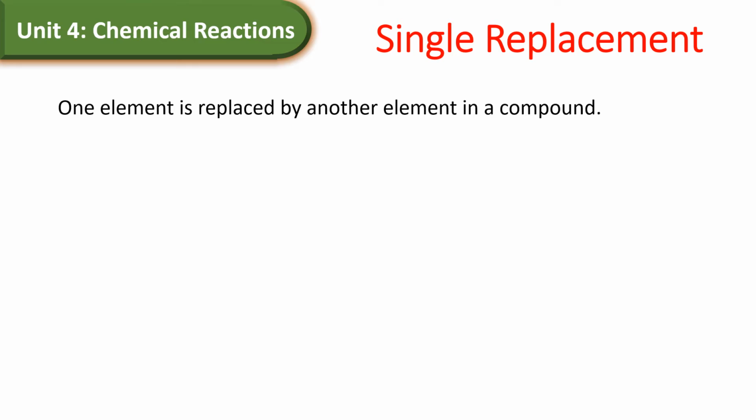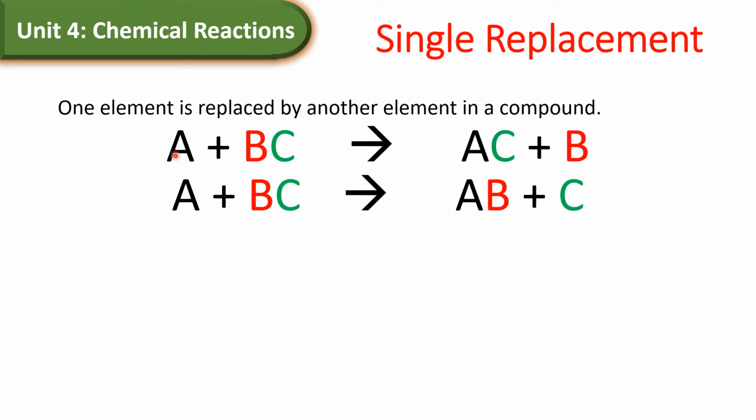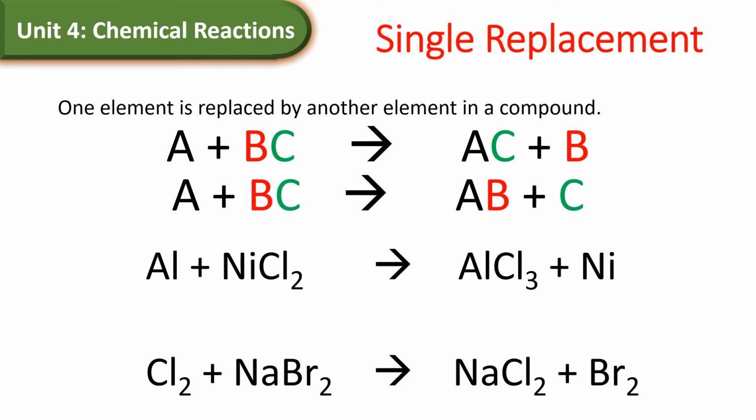Next we have single replacement, wherein one element will replace a compound. This is how the word equation looks like. This is your element that will replace your compound. As a result, B is replaced with C. For example, aluminium combines with nickel chloride to produce aluminum chloride plus nickel. Aluminium here is A, nickel is B, and chloride is C.